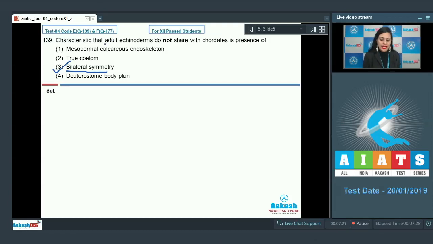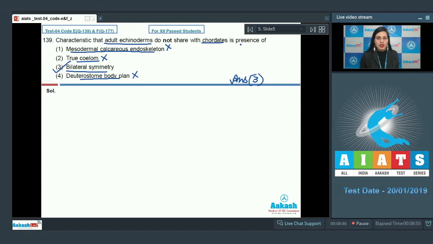On the other hand, adult echinoderms are pentaradially symmetrical and they do not share this characteristic with chordates. So the correct answer is bilateral symmetry. On the other hand, the other three options, that is mesodermal calcareous endoskeleton, true coelom, and deuterostome body plan, are incorrect options, because these three characteristics are shared by adult echinoderms and chordates. The animals belonging to these phyla, Echinodermata and Chordata, have mesodermal calcareous endoskeleton, they have true coelom, and they exhibit deuterostome body plan, in which anus develops first from the blastopore, followed by mouth in the embryonic development. So the correct answer to this question is option number 3.